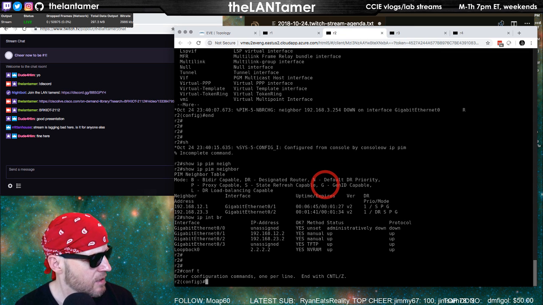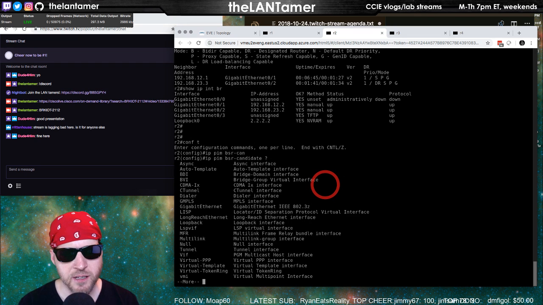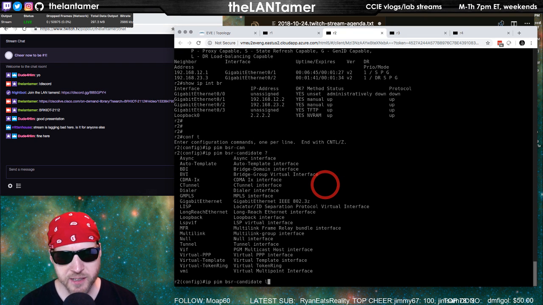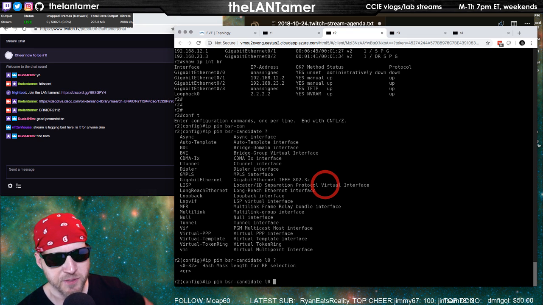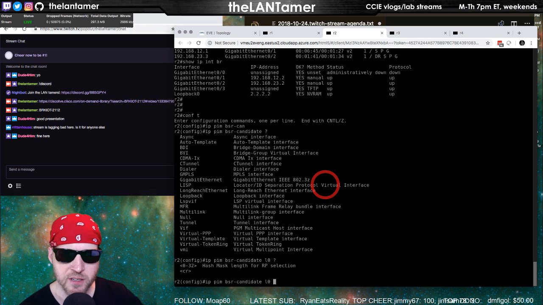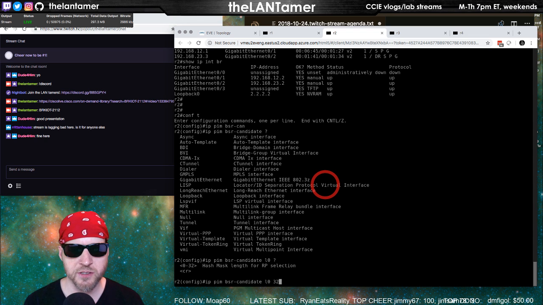Going back to this, IP PIM BSR candidate. And very similar, right? We want the interface is going to be loopback 0 and the hash. So I won't go into explaining all this. Essentially, if we do 32, we could have multiple BSR candidates, right? In fact, let's do that. We'll configure multiple BSR candidates. Router 2 and router 3 will make them BSR candidates. But essentially, by doing the hash mask length as 32, that means you're not using the hash mask as part of the election process for each router. So we are going to just do 32.